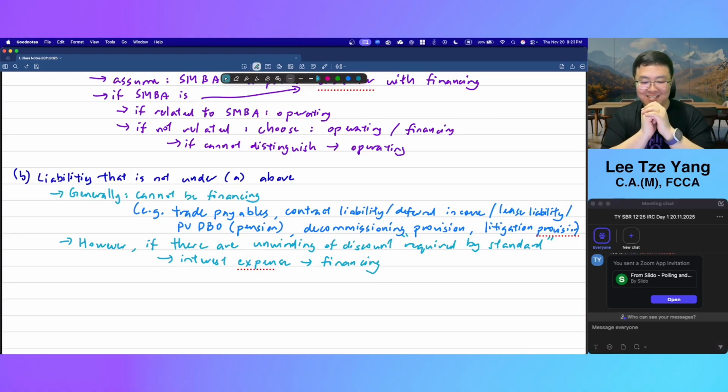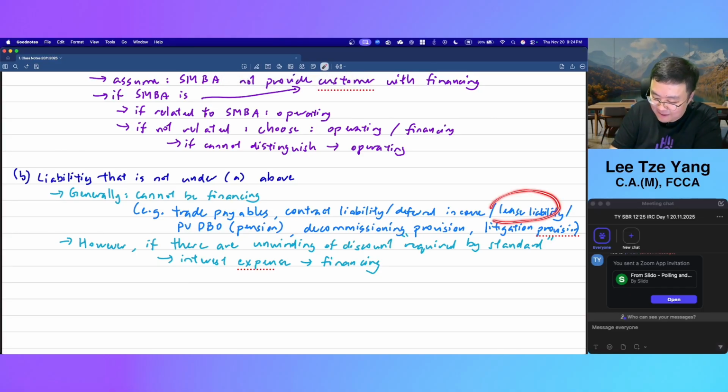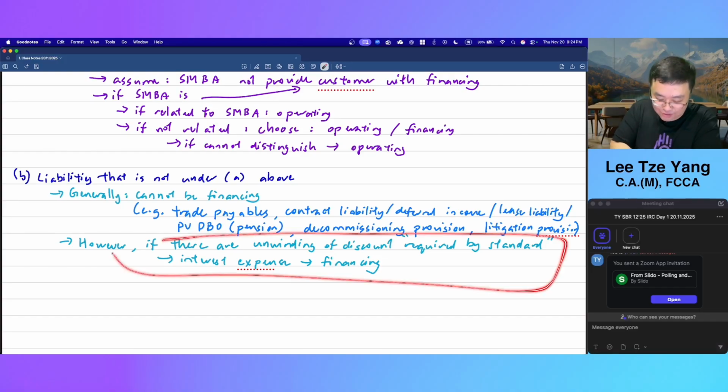Everyone, I don't know whether you understand this or not. Example, lease liability. The standard says we need to charge interest, right? We need to unwind the discount. So the interest is under financing. Then this PVDBO, present value of the defined benefit obligation, the standard says need to do unwinding of discount. That one is financing. But then current service cost and past service cost are operating. So this is where things get a bit strange.